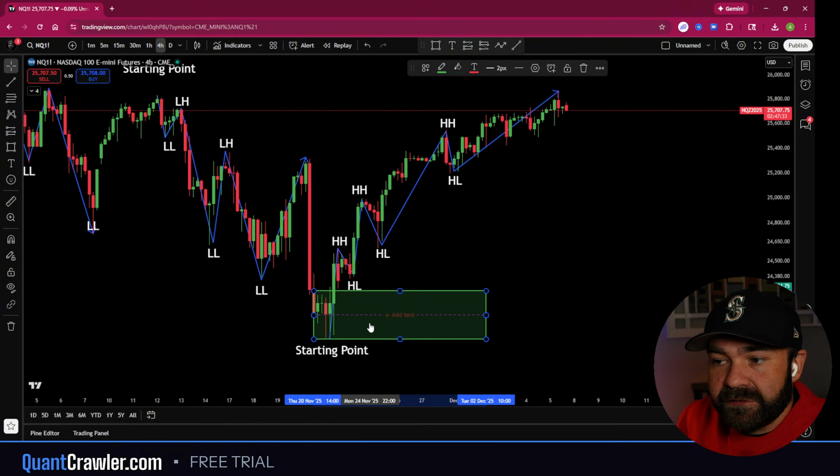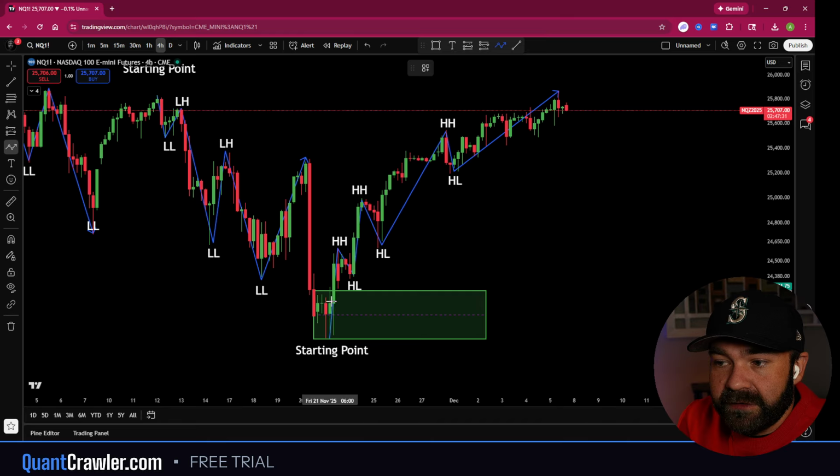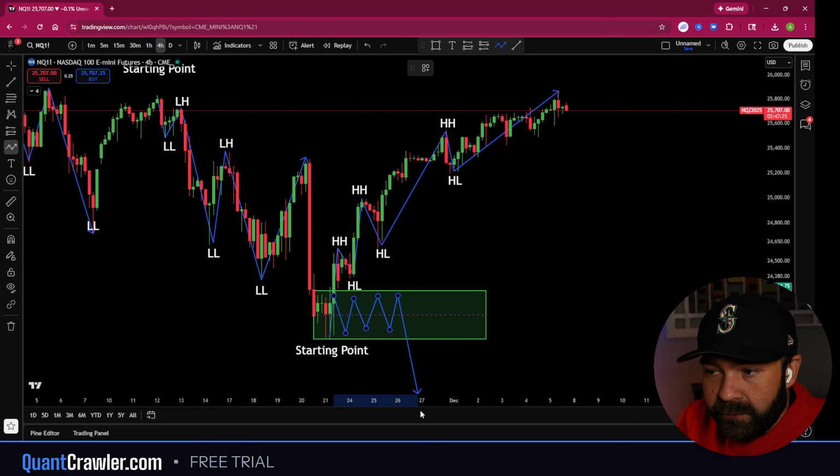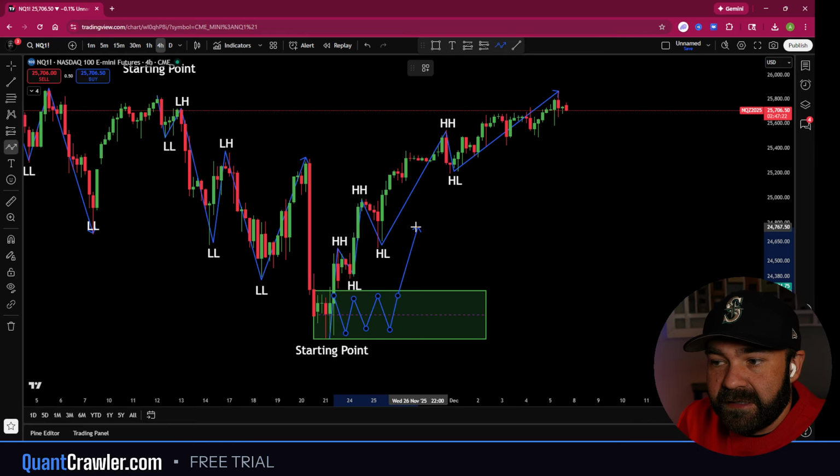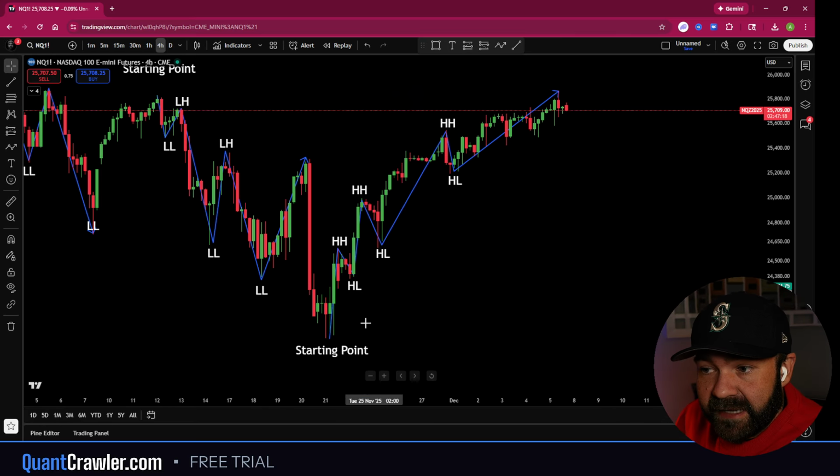Is it going to consolidate and chop through? Because what easily could have happened is this trend could have continued like so. And basically what you're waiting for at this point is a big breakdown or a big break up to dictate where your starting point is going to be. So since neither one of those things happened, it chopped around.